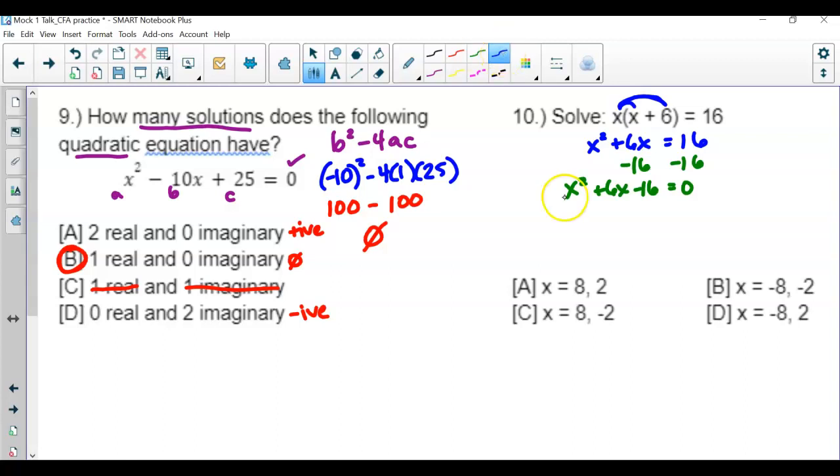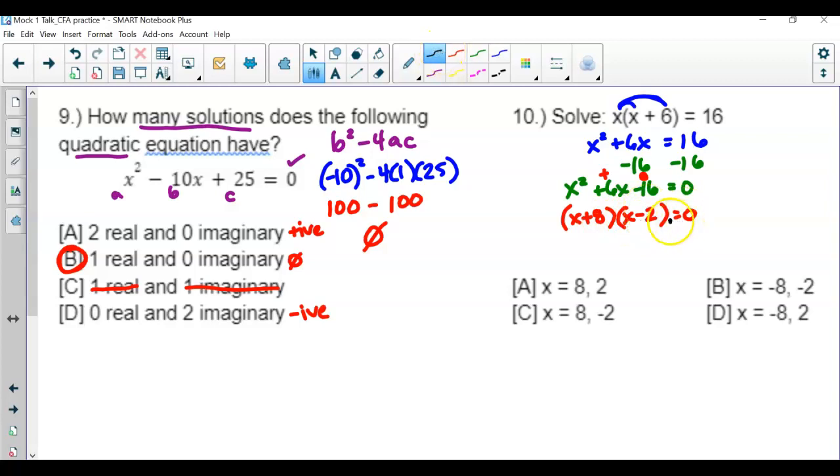Now, because x squared, the a is just 1 by itself, we can go through to the table. So what numbers multiply to get you -16 and add to get you +6? +8 and -2. Notice how those two values multiply to get you -16 and add to get you 6. But is this our answer, +8, -2? No.